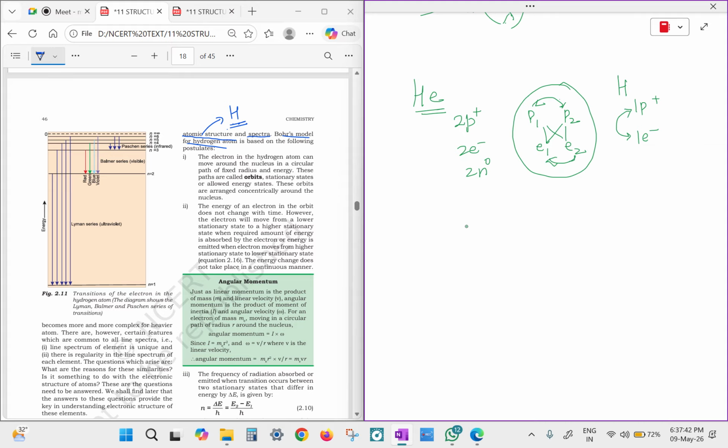Yes, ma'am. But it becomes like a fingerprinting. I think I discussed that last class itself, so we'll go back to the postulates.